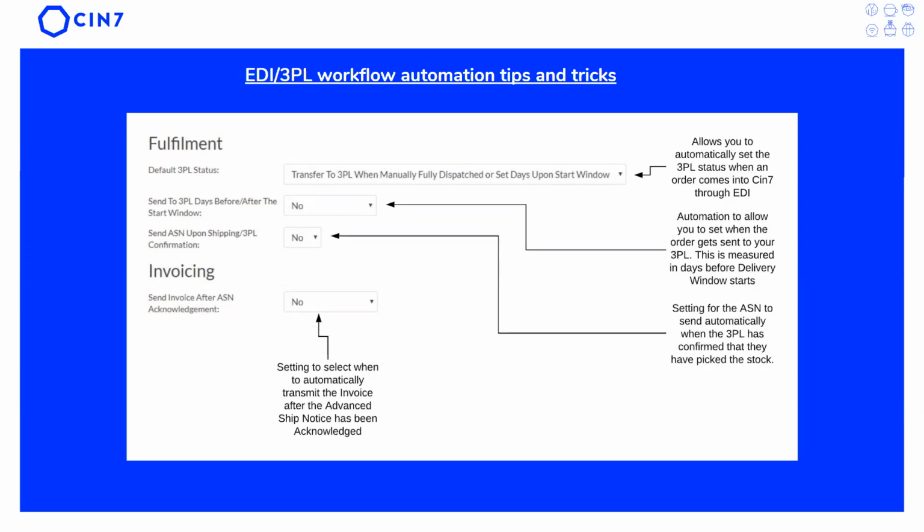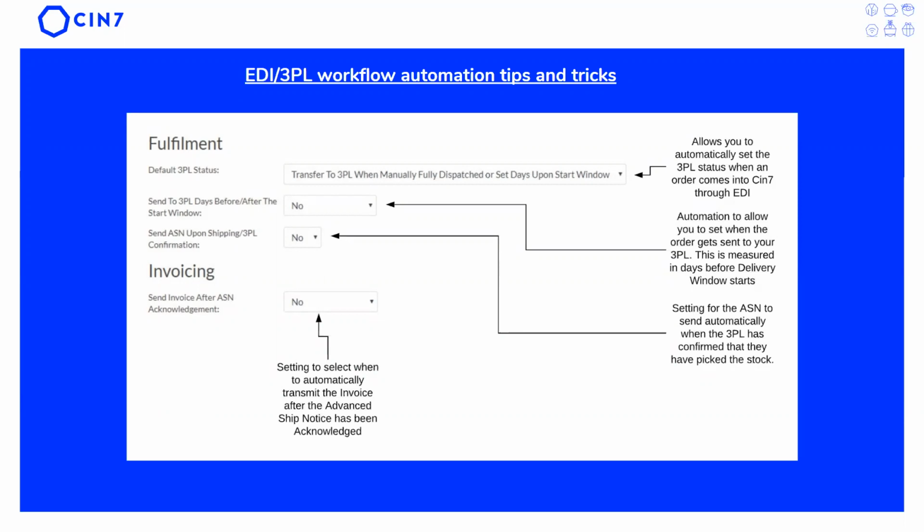Similar to the ASN upon shipping 3PL confirmation setting, we've got the setting for the invoicing. Once we've sent that ASN off, we will be receiving a file back called the ASN acknowledgement. This acknowledgement file basically is just a communication from the retailer saying, hey, we've received your ASN file, you're good to go ahead and send the invoice to us.